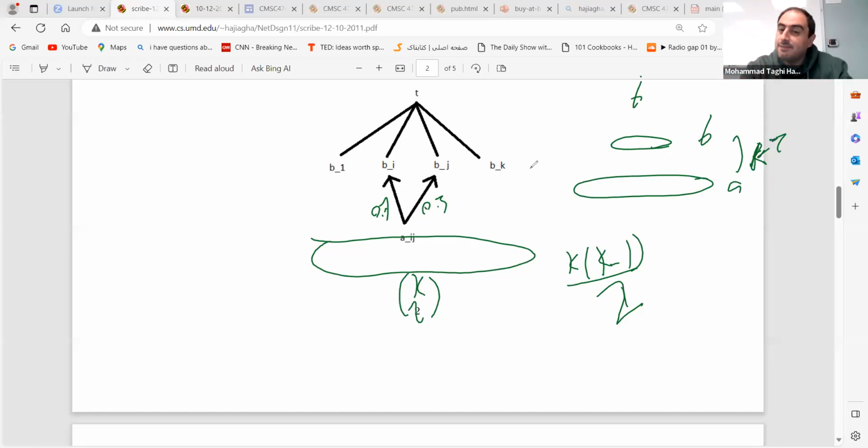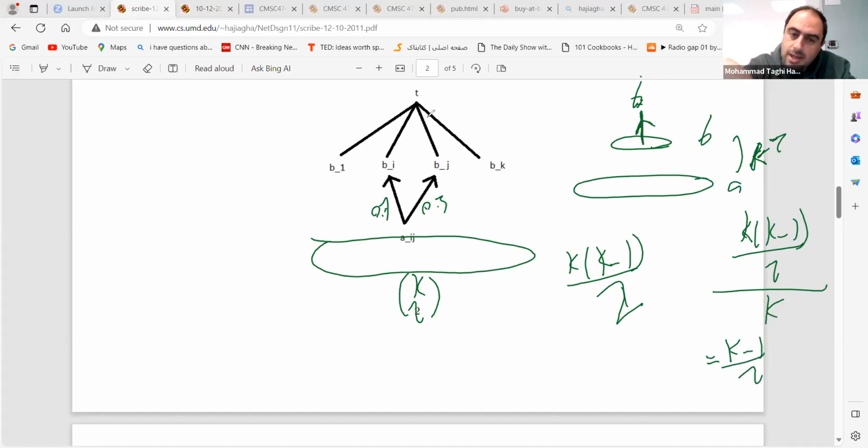Here, how many Bs do we have? We have only K. By simple averaging, it means that at least one of these Bjs has K times K minus 1 over 2, divided by K, so at least one of these Bjs should have K minus 1 over 2 demands going to it.